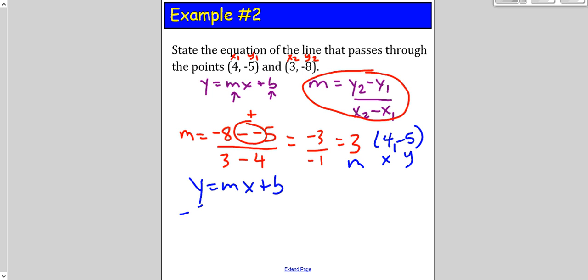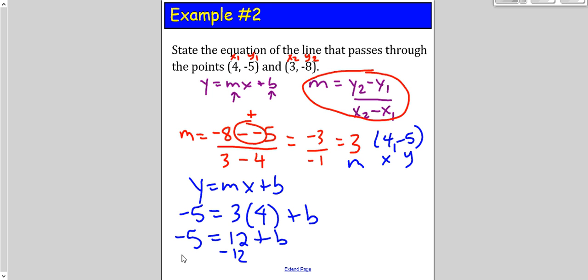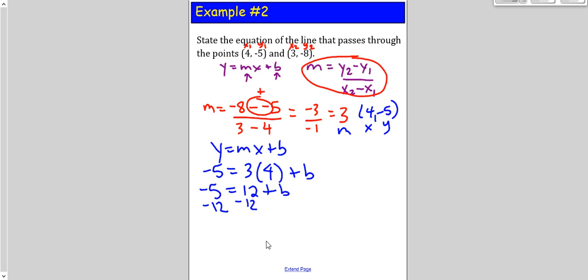So y is going to be negative 5, m is going to be 3, x is going to be 4, plus b. 3 times 4 is 12. And then I'm going to subtract 12 from each side in order to get b all by itself. And negative 5 minus 12 is negative 17. All right. So now I'm going to write my equation with my slope, that is 3. So 3x, and then minus 17.